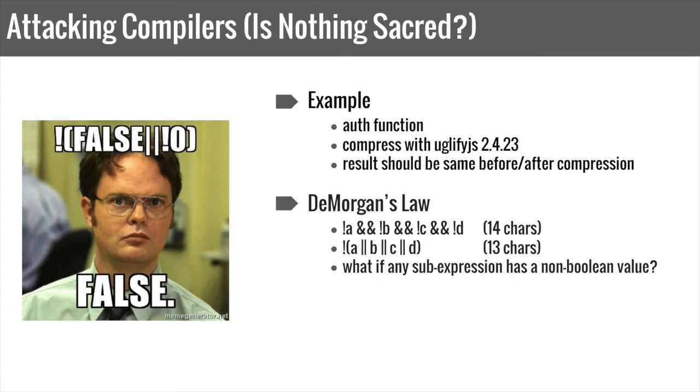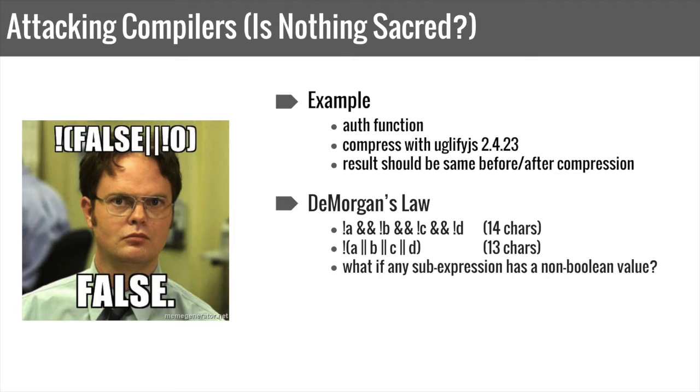And so she found a bug that was later fixed after version 2.4.23. So this is the version that we're targeting. And this bug relates to De Morgan's law, which is a law in logic and sort of bitwise arithmetic.